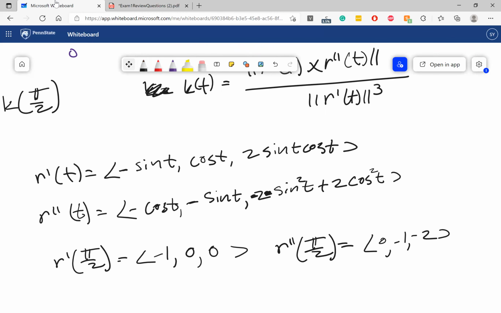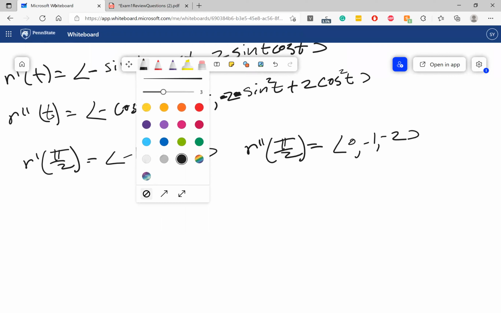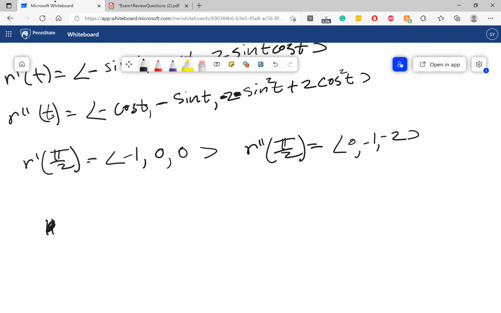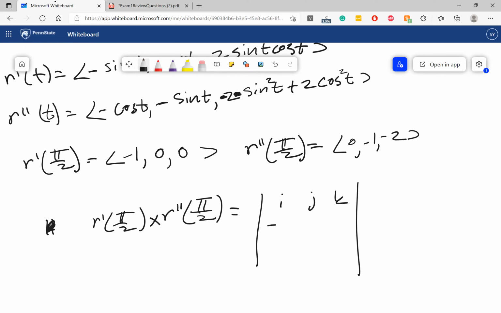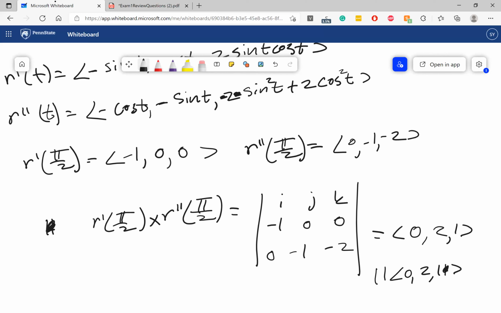Okay, so then when we do the cross product, we're taking the magnitude. So let's first take r prime of pi over 2 cross r double prime of pi over 2. That's the cross product of i, j, k. Negative 1, 0, 0, 0, negative 1, negative 2. If you do this, you get 0, 2, and 1. So the magnitude of this vector is going to be the square root of 5.